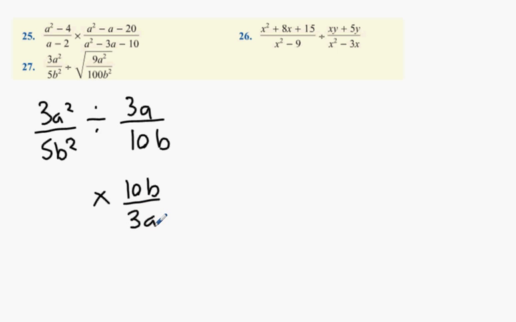Once it does that, oh sorry, not to turn the first one upside down. That's a mistake. 3a, I'm going to change it to 3aa. Everybody happy with that? And 5bb. So what cancels? 3a and 3a divide to make 1. b and b. And then 10 divided by 5? 2. So I have 2a on top and just b on the bottom. That a cancels with that a. So 2a over b. Who got that?